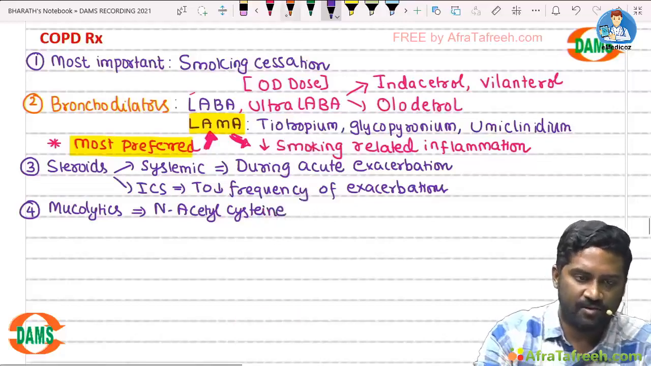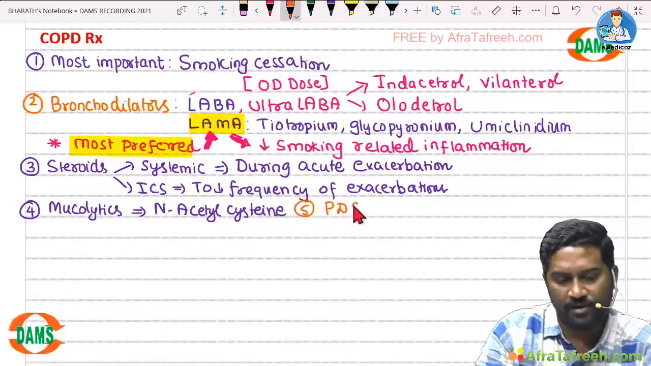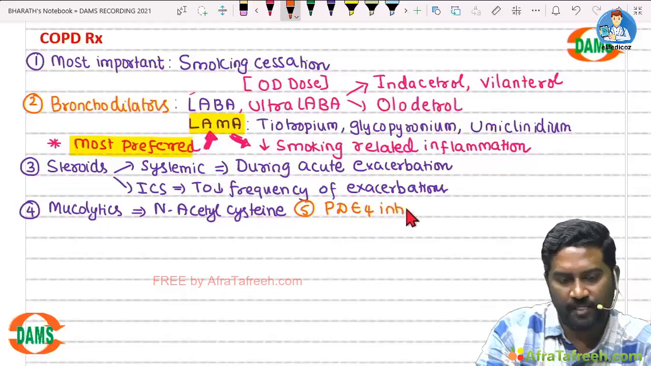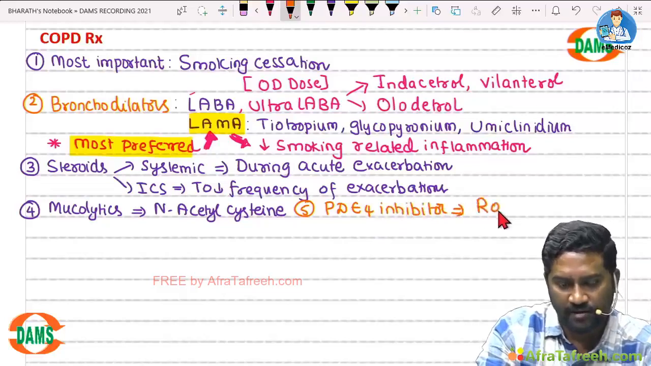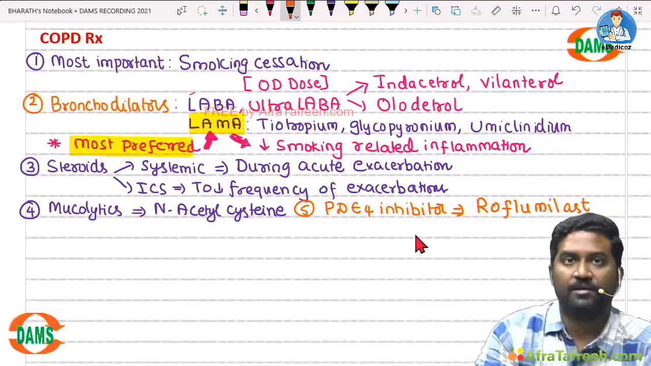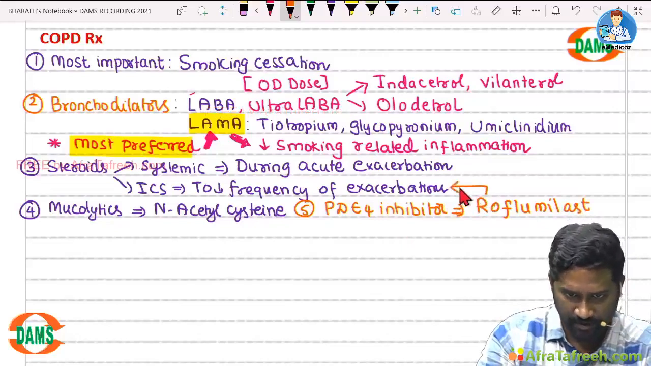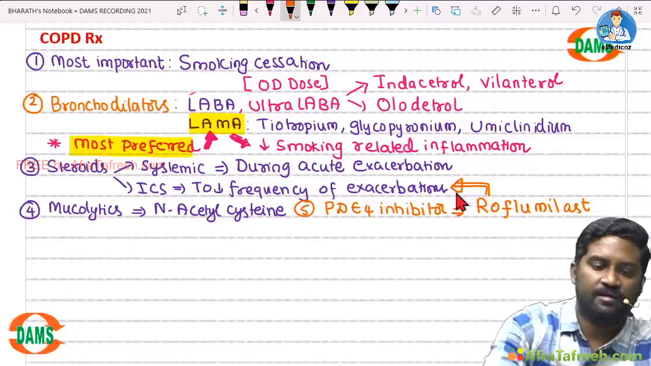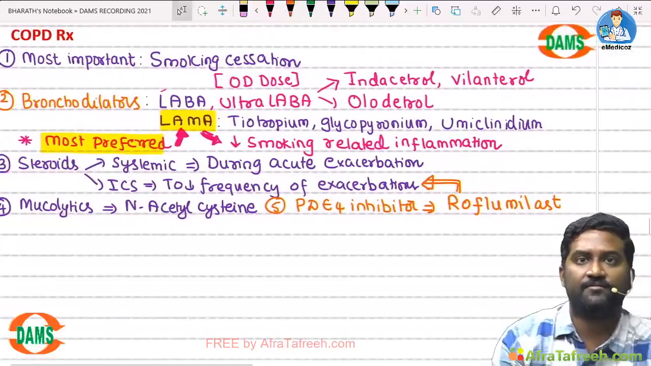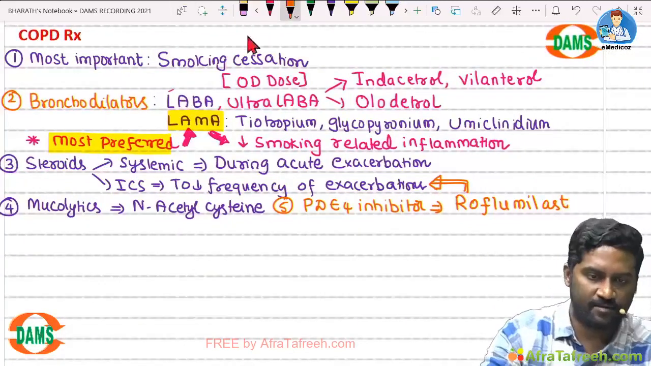Is there any new drug in the management of COPD? Yes. We have PDE4 inhibitor. This PDE4 inhibitor is nothing but roflumilast. Now what is this roflumilast? It is also having anti-inflammatory property. It can decrease the frequency of exacerbation.